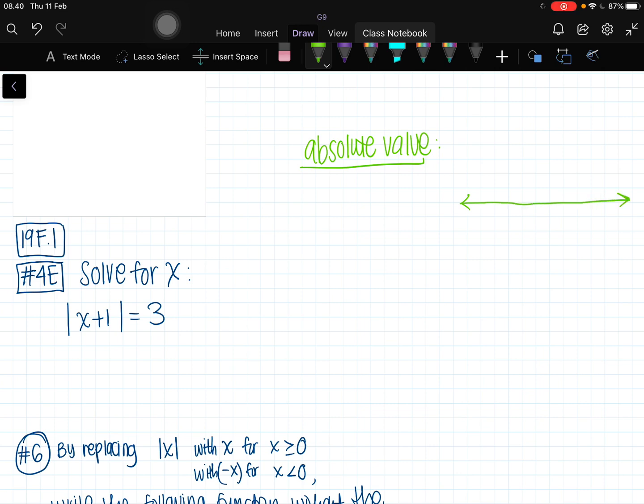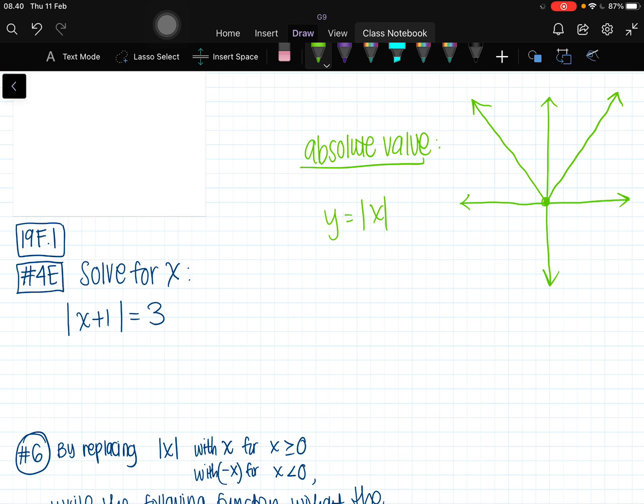We know that the graph of the absolute value of x looks like a V like this, right? A V shape like this. Symmetrical and straight. And there's this pointy vertex there. So keep that in mind. And for number 4E, it says solve for x.